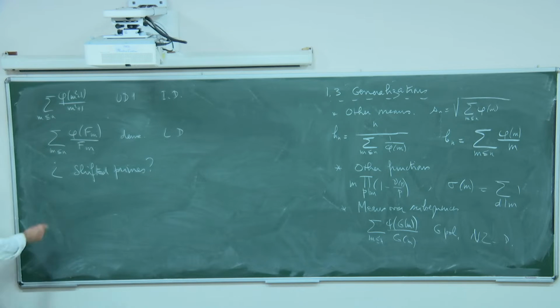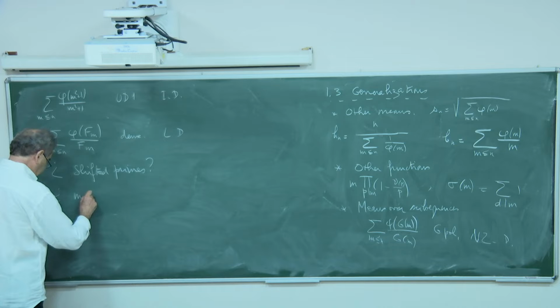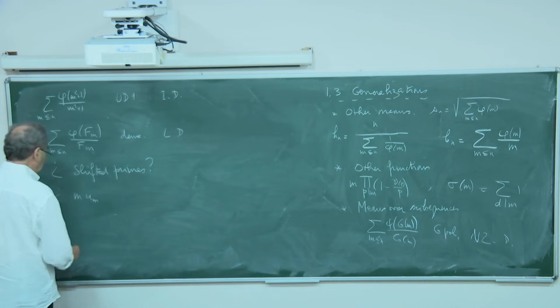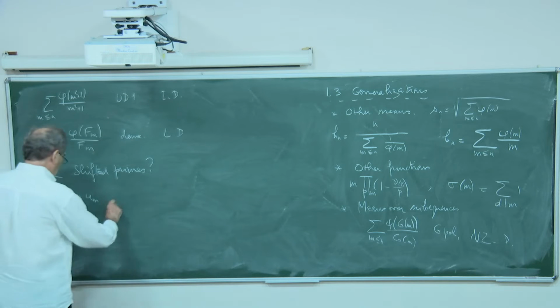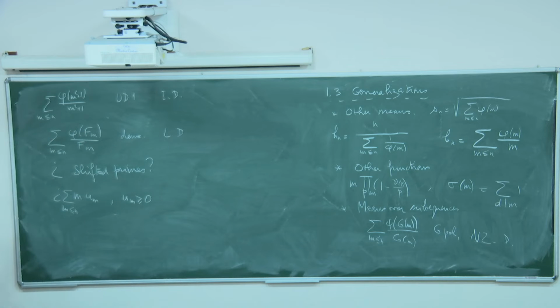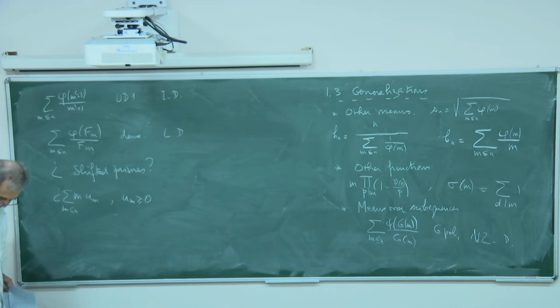Okay, something that you can maybe do is to look at the summation of u_m, m up to n. If u_n, well, you understand that it is positive or zero, otherwise it makes no sense. It would be complicated. No, sorry.